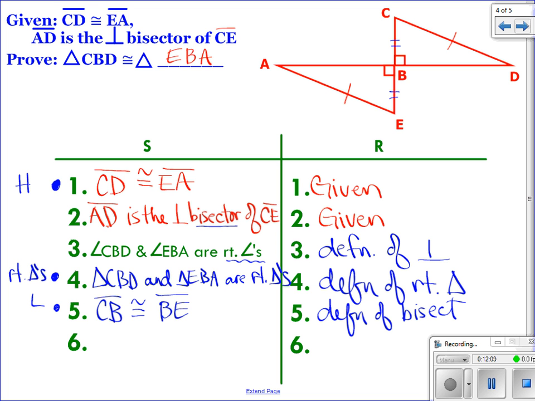All right, well, now that we have our three dots, our three pieces of information, we can say what we're trying to prove. What's our shortcut we used? Yep, it's right here on the left.